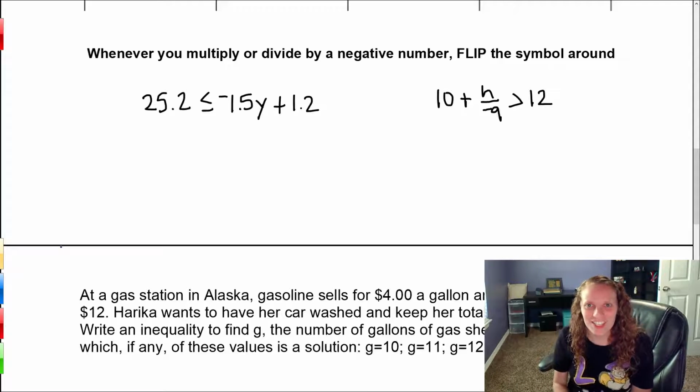Hey guys, yesterday we learned how to solve and graph inequalities. Today I wanted to show you one exception to the rule.